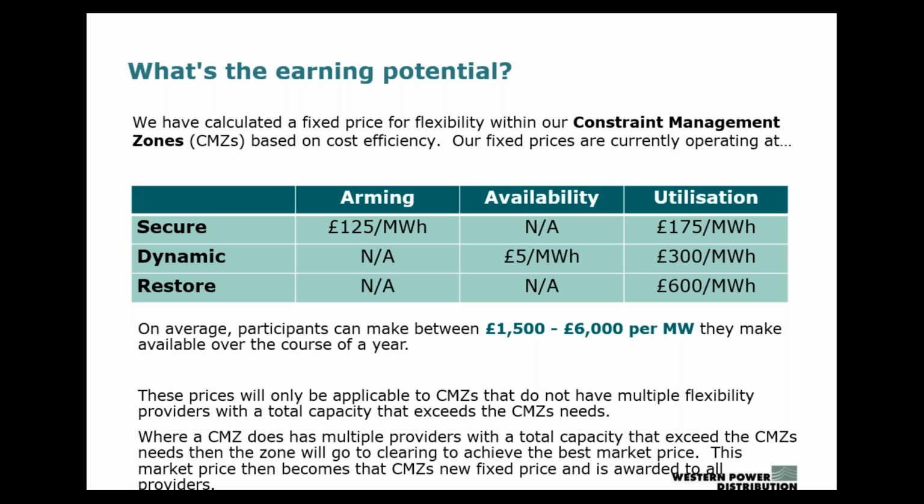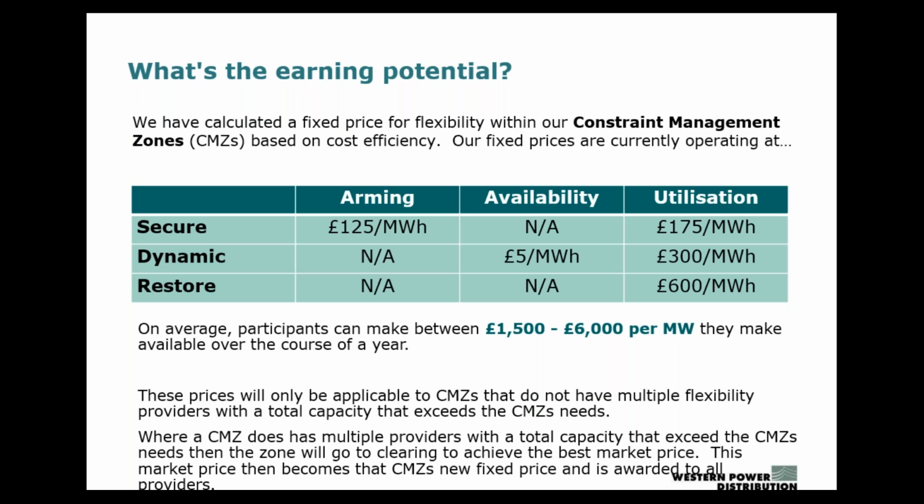There are 3 products that we're looking to procure for flexibility. So every single one of those 42 zones will be looking for a restore service. So the restore service is our emergency red button if we have an outage and we've got customers off supply on the network and your asset is in a location that could support us return supply, then we will pay £600 per megawatt hour for that restore service, and we couple that with a secure or dynamic service across all of our zones.